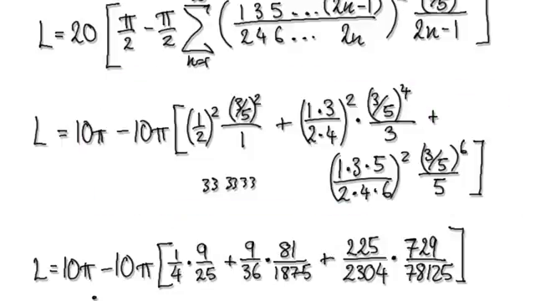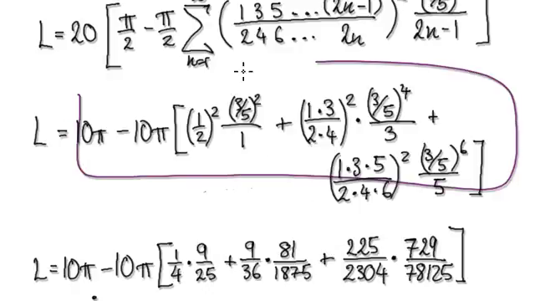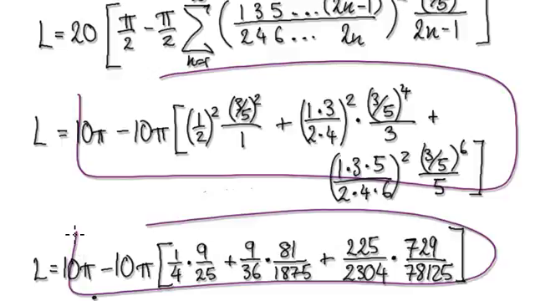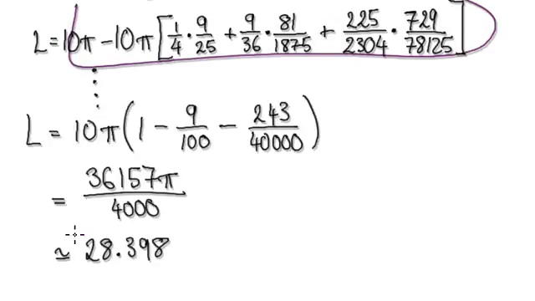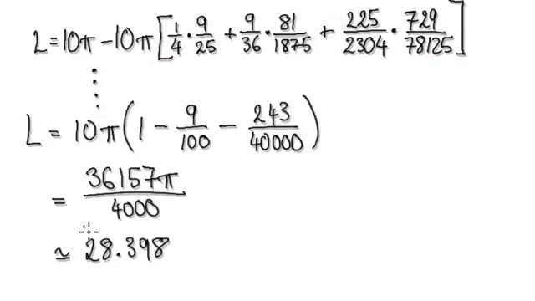Oops, I forgot to erase this. And then that will take you to here, and then to here, and then it's blah blah blah. Overall, it's approximately 28.398.